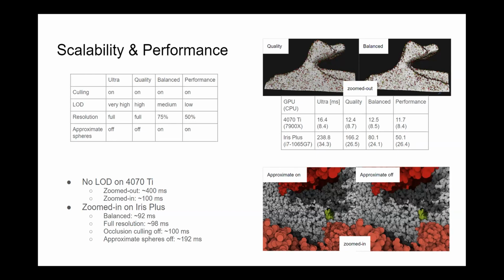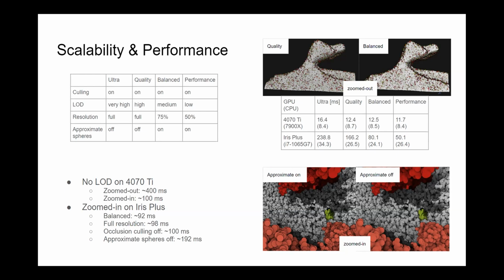We defined 4 presets to trade visual quality for performance. The table on the top left calls them ultra quality, balanced, and performance. And in them, we use 4 settings to tweak. So one is culling. Actually, we always have that on. There's hardly any point disabling frustum culling. But if your CPU is much weaker compared to your GPU, disabling occlusion culling can help with our implementation.